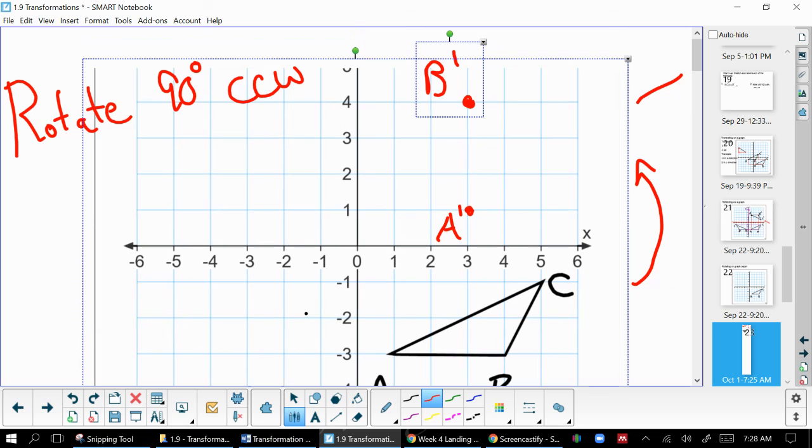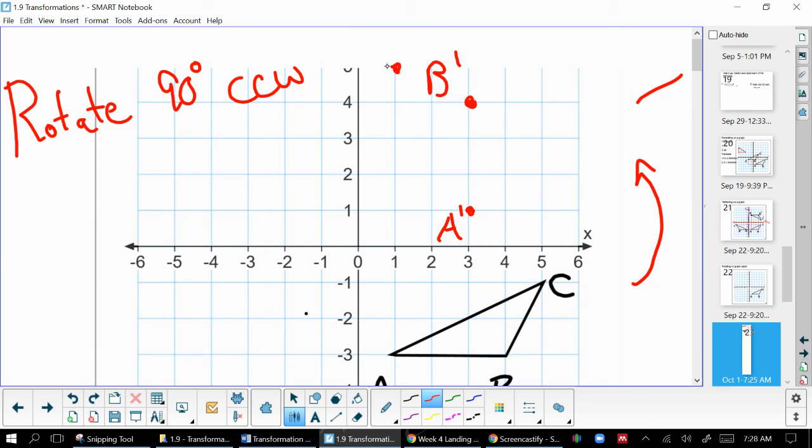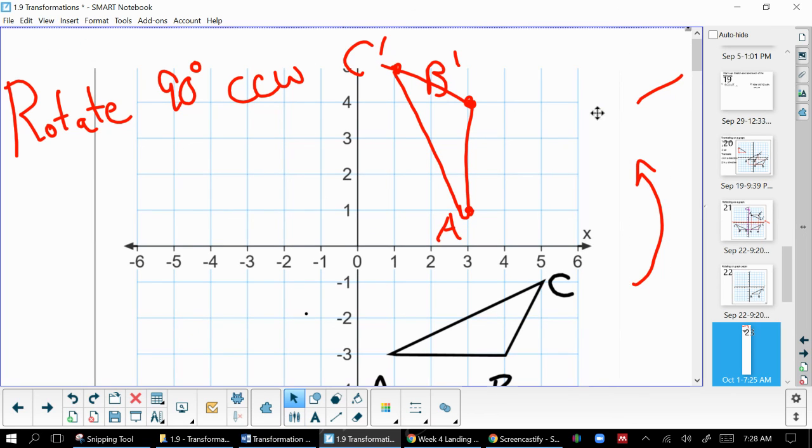So right about, if it'll work, that there is C prime. And now you've got the rotated shape. Go ahead and turn everything at once again.